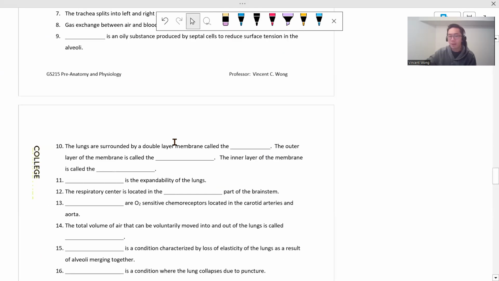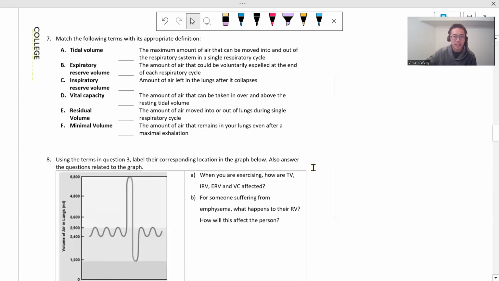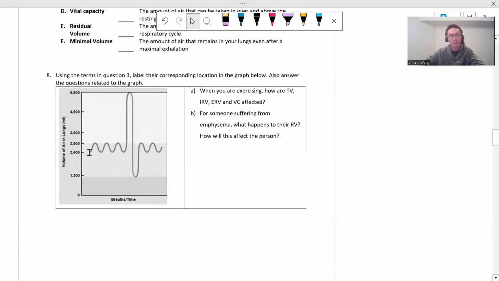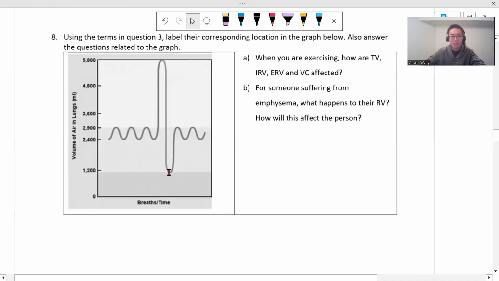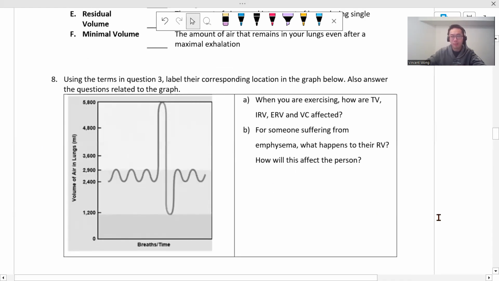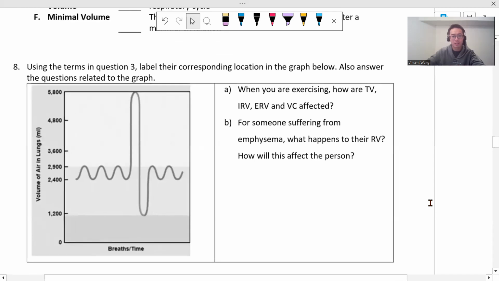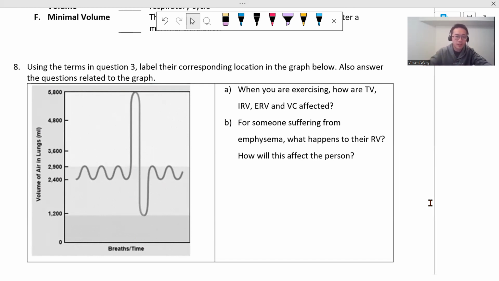Is this VO2 max? Not quite the same thing, but it's related. That's the one where you go on a treadmill or something and they hook you up to a breathing machine, right? To check your breathing pattern and your oxygen content in the blood. But this is a little bit different. Okay, so there is a graph here.